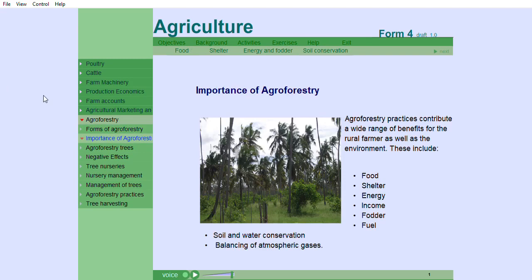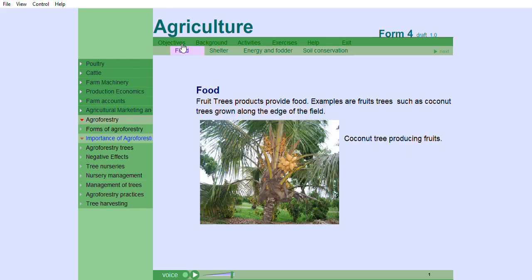Importance of agroforestry. Agroforestry practices contribute a wide range of benefits for the rural farmer as well as the environment. These include food, shelter, energy, income, fodder, fuel, soil and water conservation, and balancing of atmospheric gases. Food. Fruit tree products provide food. Examples are fruit trees such as mango trees grown along the edge of a maize field.